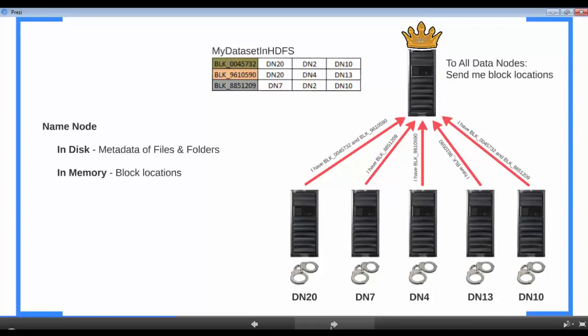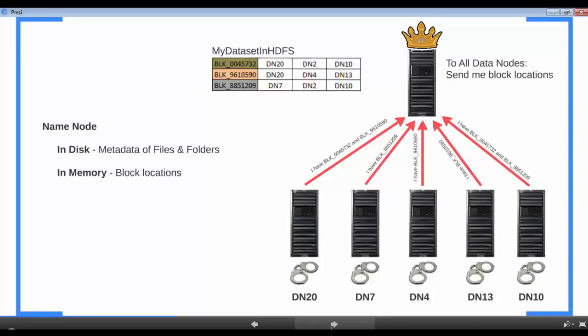Because data nodes have that information. Remember, each data node knows the list of blocks it is responsible for. What it doesn't know is that block X belongs to file ABC. Data nodes and name nodes are in constant communication with each other. So when a name node starts up, the data nodes will try to connect with the name node and broadcast the list of blocks that each data node is responsible for.